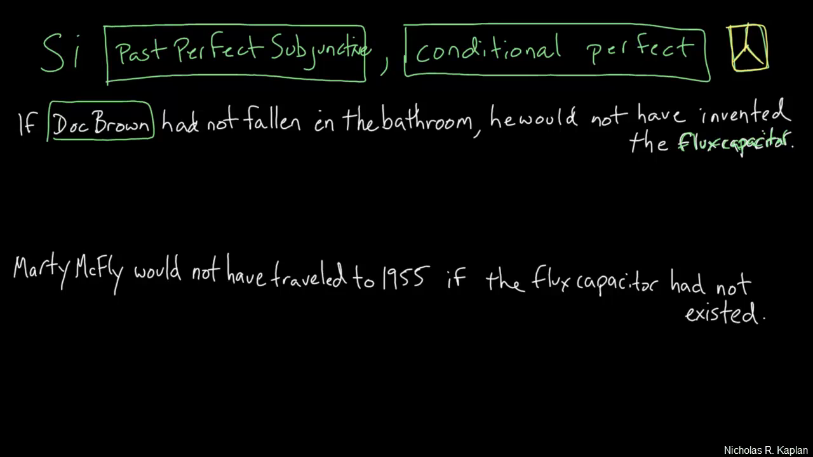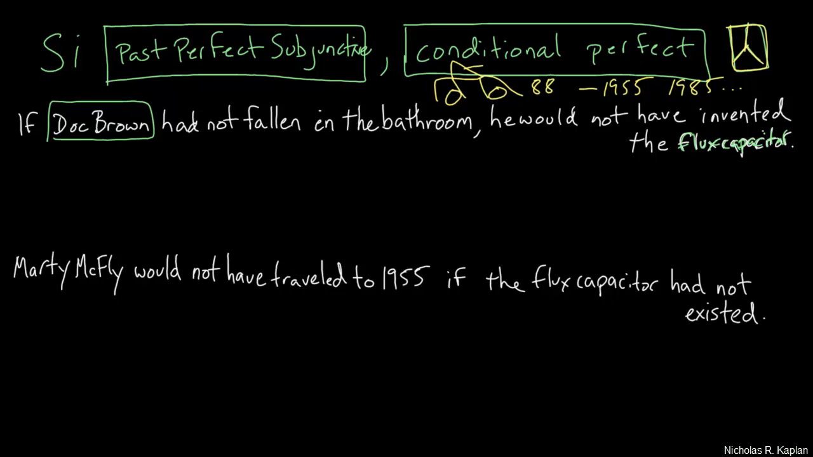Doc Brown is in his bathroom in 1955. He falls and invents this, and then in 1985, Marty McFly gets into the DeLorean. Let's see, DeLorean. Now it looks like a tank. Gets up to 88 miles per hour, and he goes back to 1955? Maybe. I don't know.